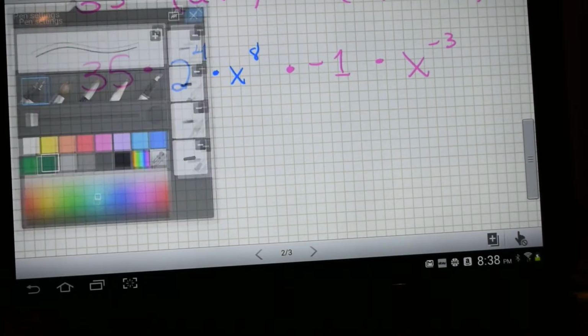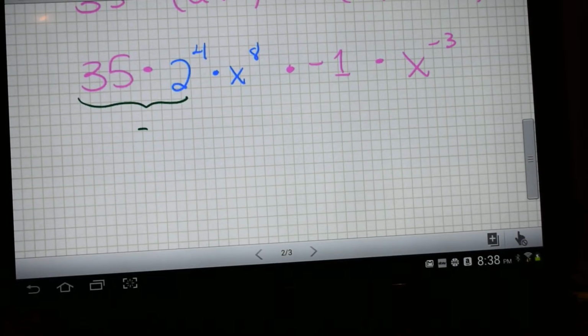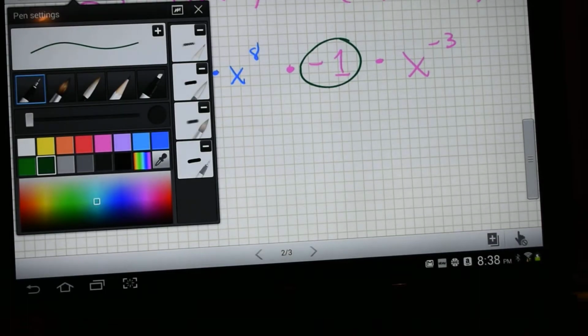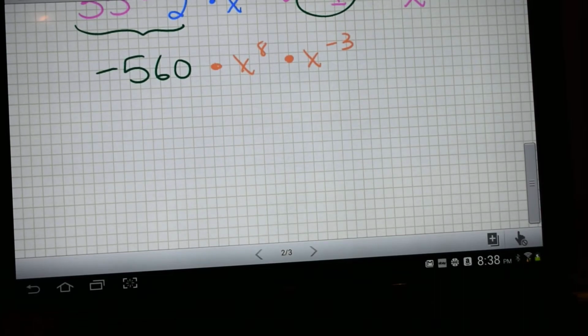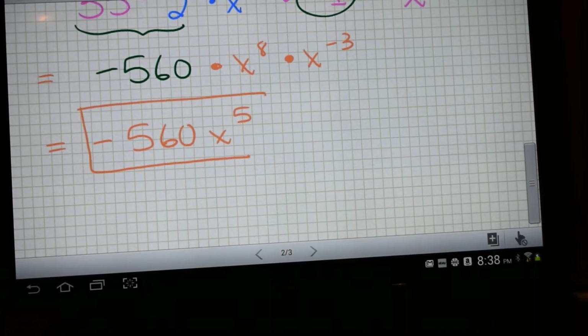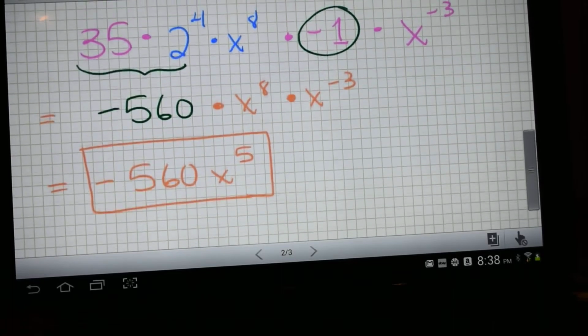Need a different color, carrot pink. 560. It's actually going to be negative because of this right here. Times x to the 8th times x to the negative 3 power, and voila. Negative 560 x to the 5th power. So we know we probably did something right because we wound up with the right x term anyway, so that's always a good sign.